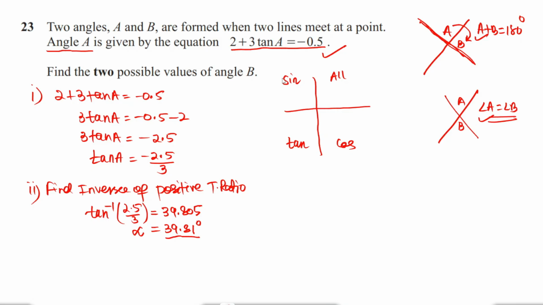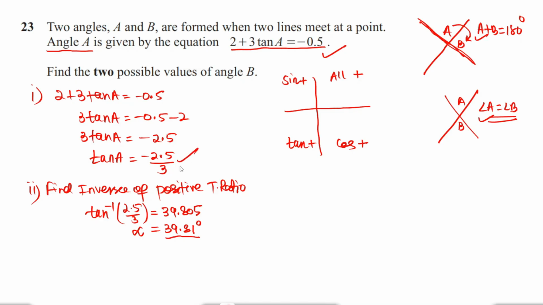Some learn it as "After School To College", or "Add Sugar To Coffee". They start from here, A only. Here all are positive. Here in this second quadrant, only sine is positive, in the other one tan is positive, and in the other cos is positive.